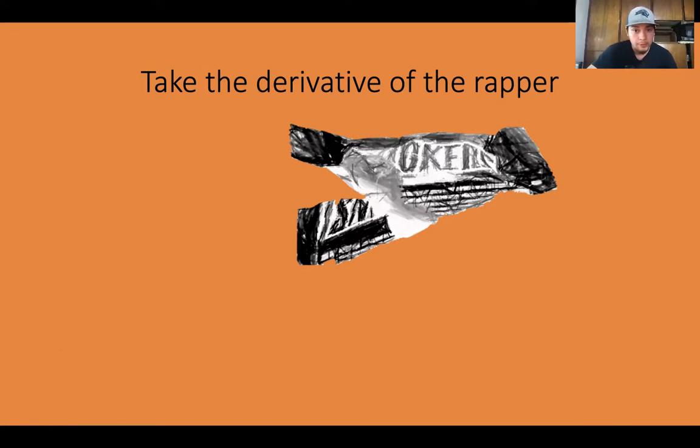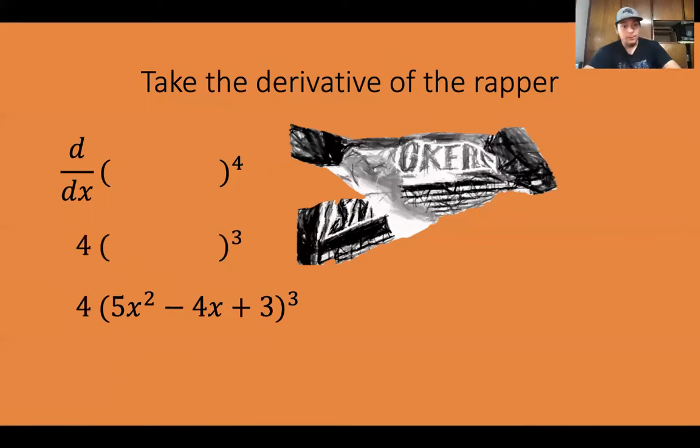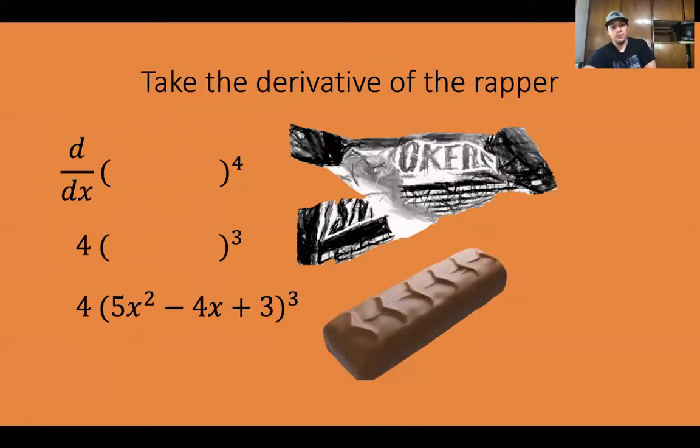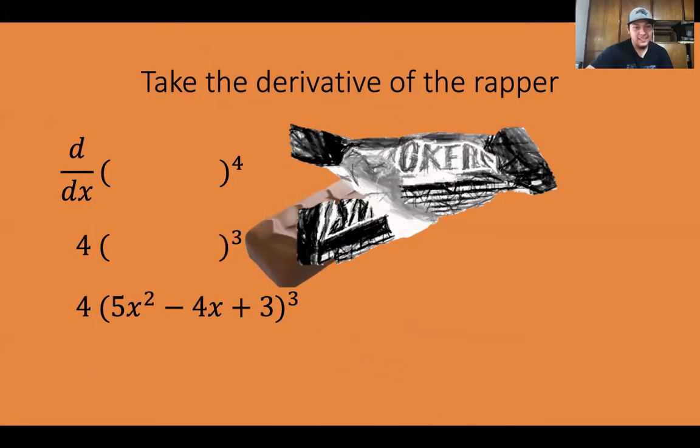So the first step we need to do in this chain rule is take the derivative of the wrapper. We know our wrapper is the fourth power. Using the power rule, the derivative is 4 and then the third power. Our next step is to put our candy inside that wrapper. So we're going to put our candy inside the wrapper, just like this. It's a good little visualization for you guys.